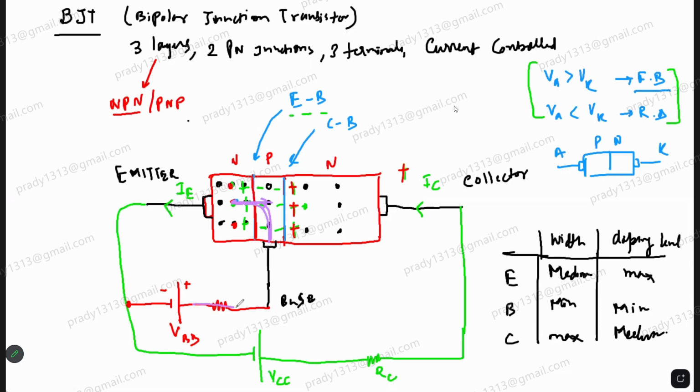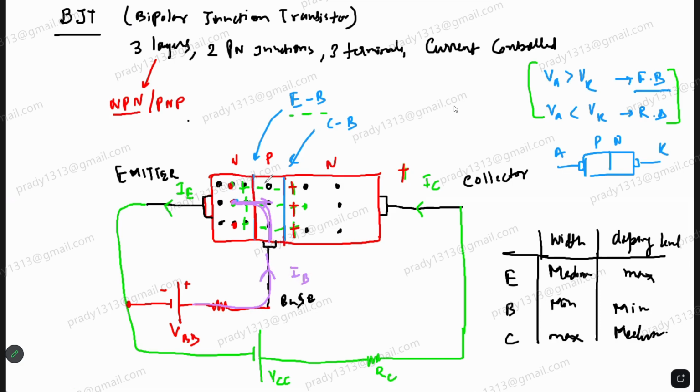Current will flow from... Just here. Emitter. Sir, what was this called, base? The first reason you told? Listen, and then write. Okay.